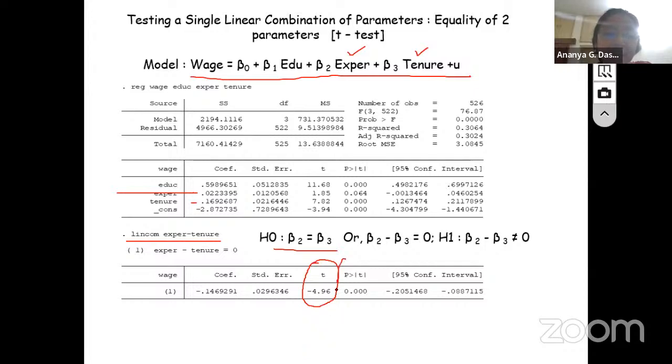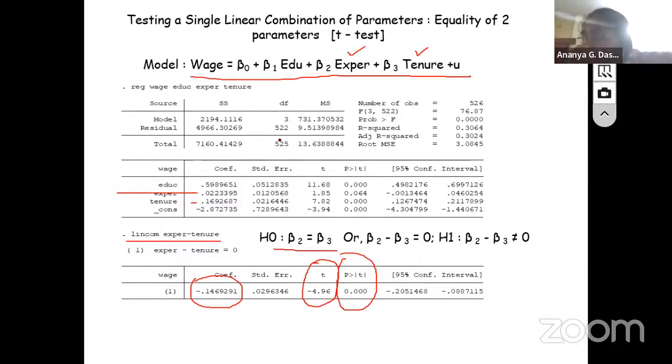And the t-statistic has a p-value of 0, which tells me that this null is getting rejected. So clearly, it's not the case that beta 2 is equal to beta 3. In fact, experience minus tenure is negative, which corroborates the fact that how many years you've been in a particular company has more effect on your wage than how many years of total experience you have. That's what this result is telling me. So this is one kind of test of a single linear combination.